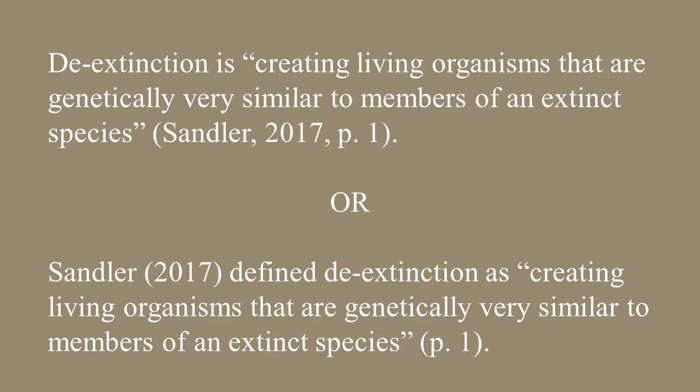For example, if I wanted to use this author's definition, I might write, "De-extinction is creating living organisms that are genetically very similar to members of an extinct species" (Sandler, 2017, p. 1). Or, Sandler (2017) defined de-extinction as creating living organisms that are genetically very similar to members of an extinct species (p. 1). Notice that the page number is always placed immediately after the quotation.